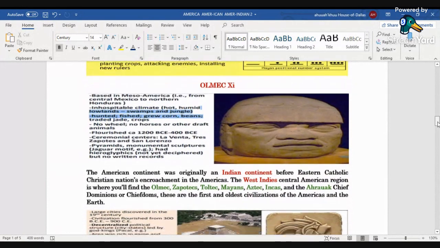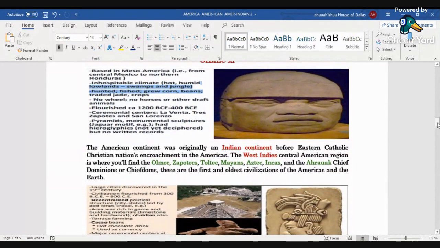We said the American continent was originally an Indian continent before Eastern Catholic Christian nations' encroachment in the Americas. The West Indies, Central American region is where you find the Olmec, the Zapotecs, the Toltecs, the Mayans, the Aztecs, the Incas, come right back down to the Ahuuah, chief dominion or chiefdoms. These are the first and oldest civilizations of the Americas. And by extension of the earth, and that is our claim.